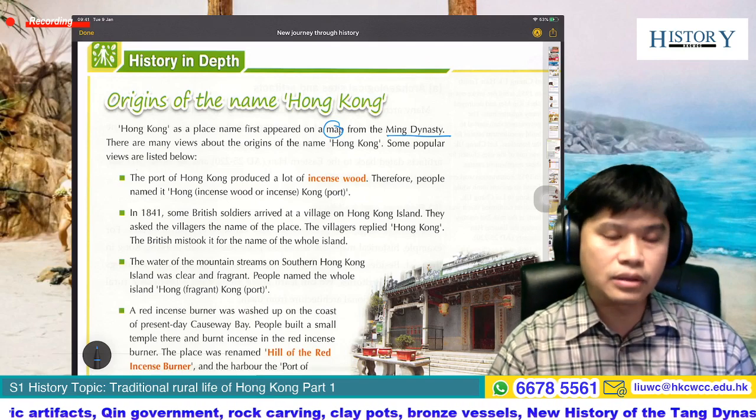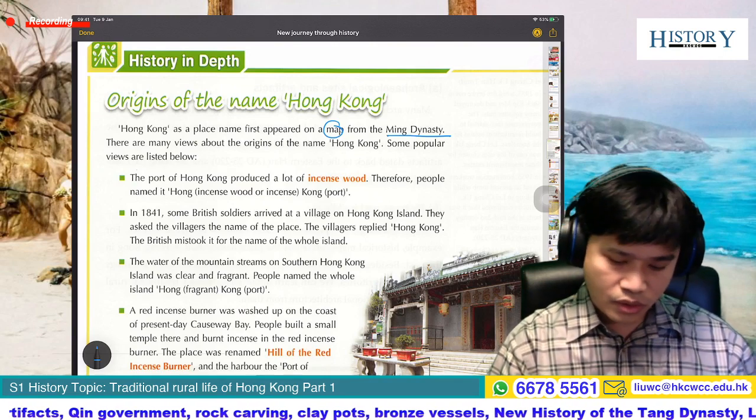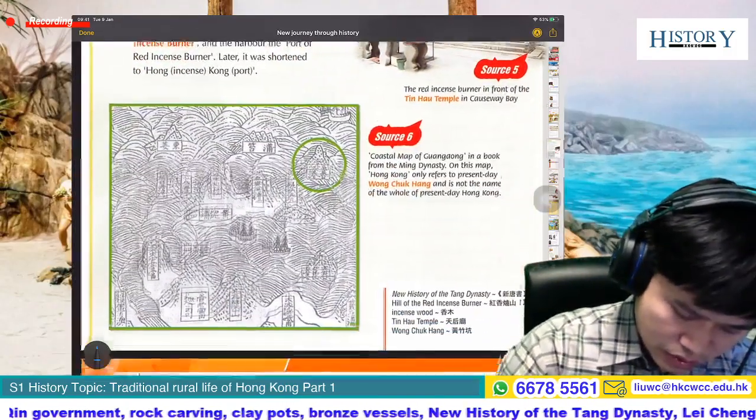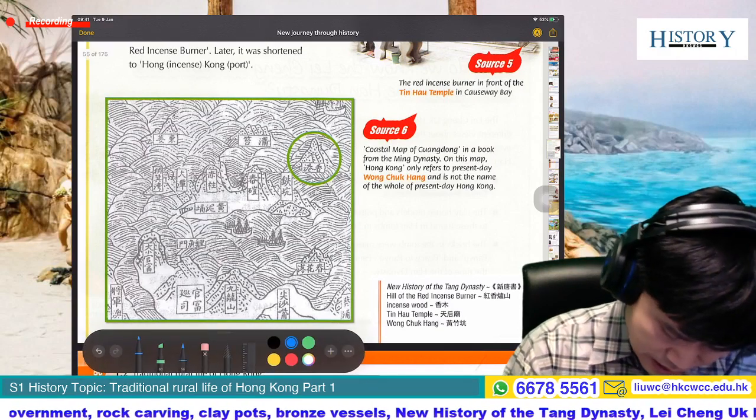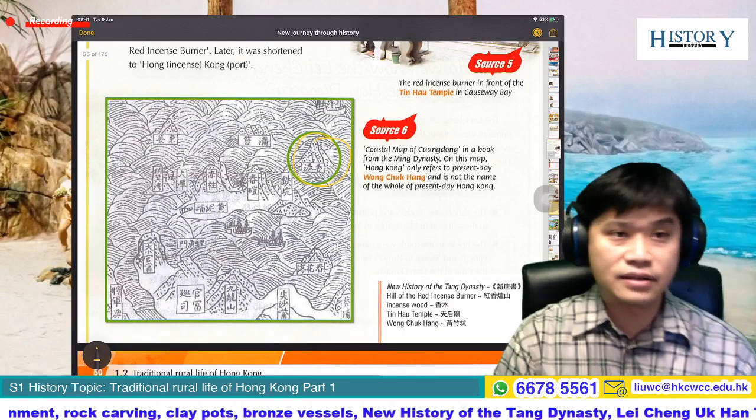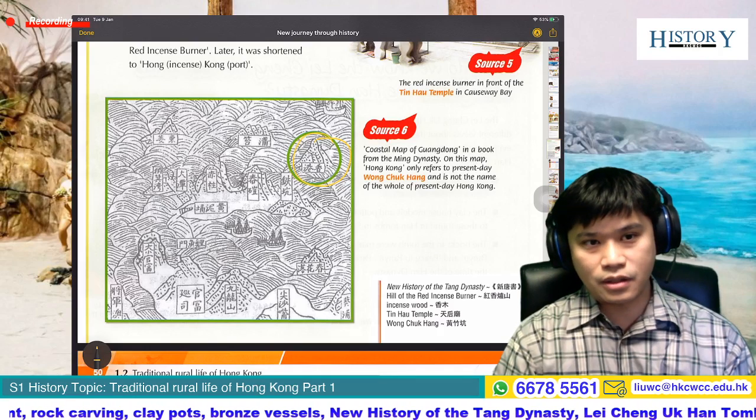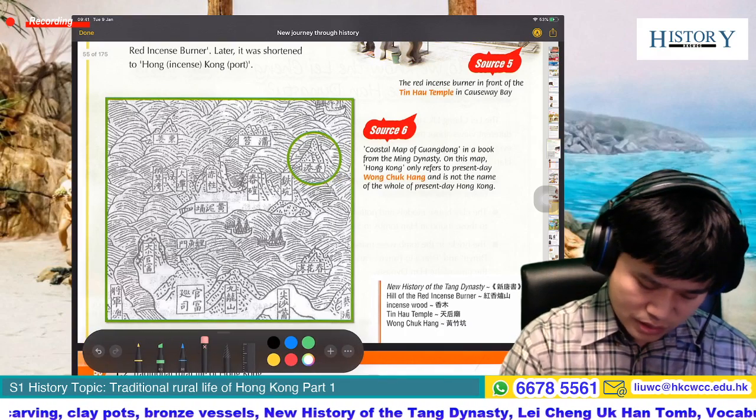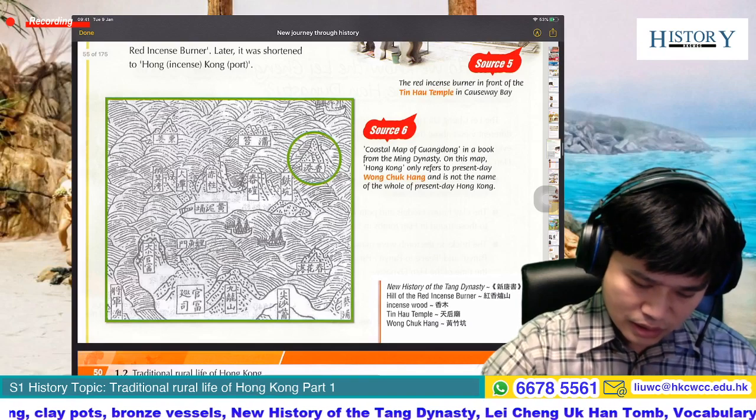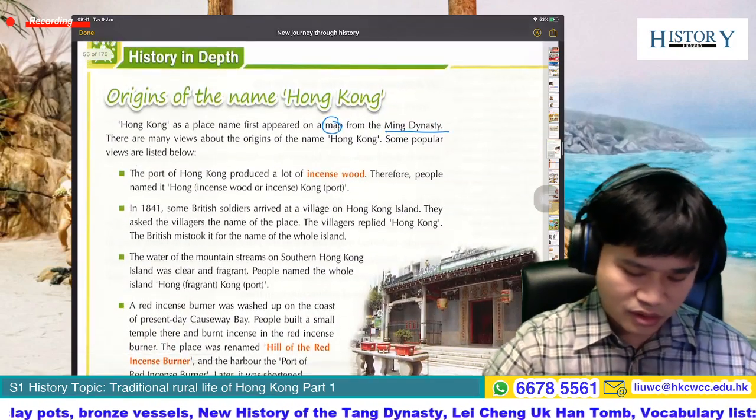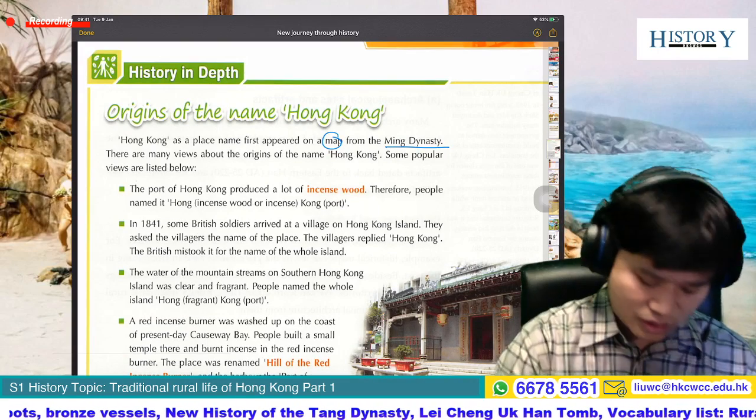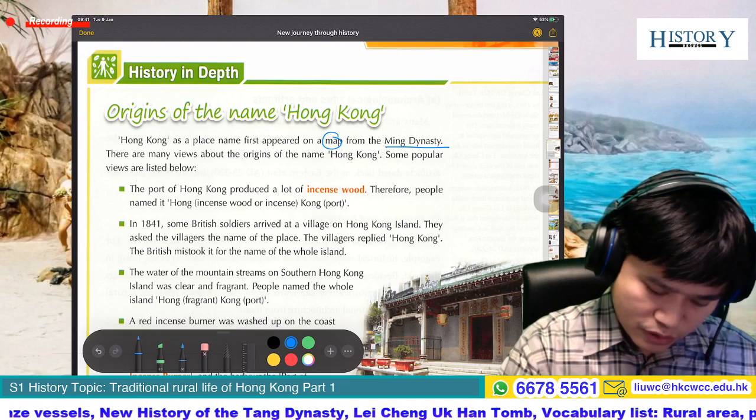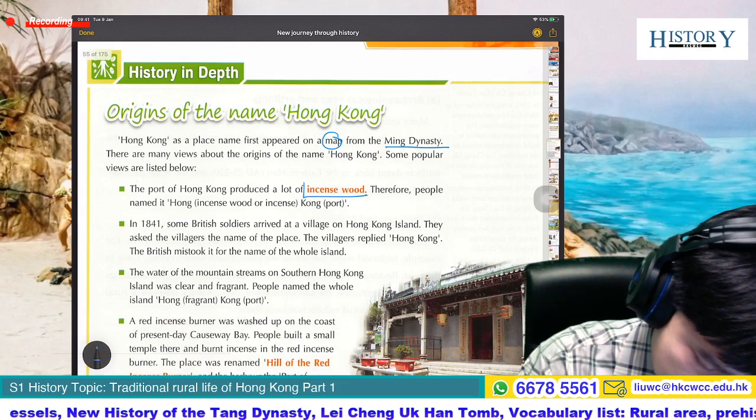In the Ming Dynasty there was a map that had the word Hong Kong on it. If we look at this map in your textbook, you can see that here is Hong Kong. Before we talk about this map, let's have a look at some basic information, like the meaning of Hong Kong. There could be lots of meanings of Hong Kong. Like we may say the port of Hong Kong produced a lot of incense wood.